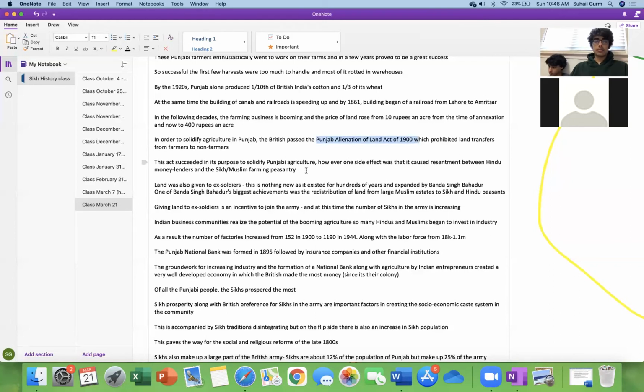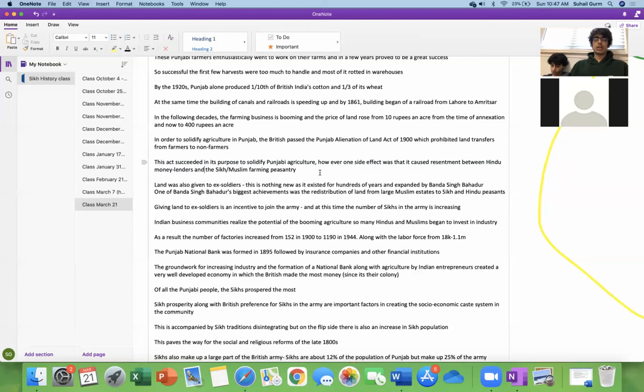Another important thing is this act was successful in solidifying the agriculture. But one important side effect is that it caused a lot of resentment, a lot of bad vibes between the rich Hindu moneylenders, who are bankers or business owners, and the peasantry, mostly the Sikh farming peasantry. So there'd be a little bit of resentment because now they're not really allowed to sell each other things.